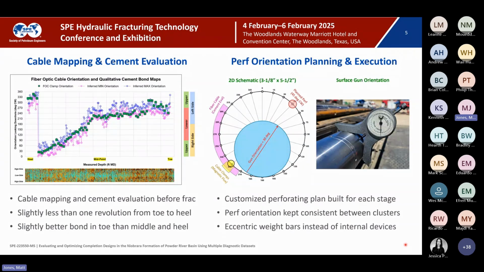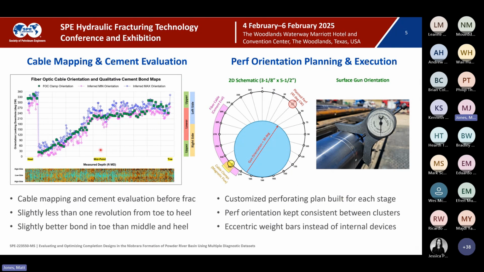Now, as most of you know, when you install permanent fiber optic cable integrally with production casing, it tends to form a bit of a spiral pattern going from toe to heel. Because of this behavior, it is absolutely critical that the orientation of the fiber optic cable be mapped prior to designing your perf plan for the well.